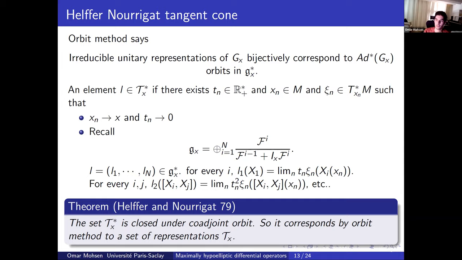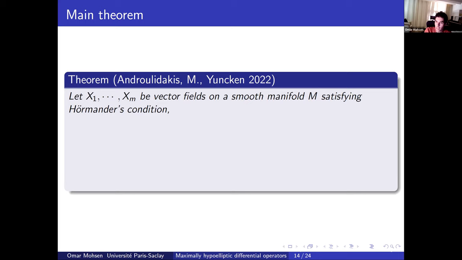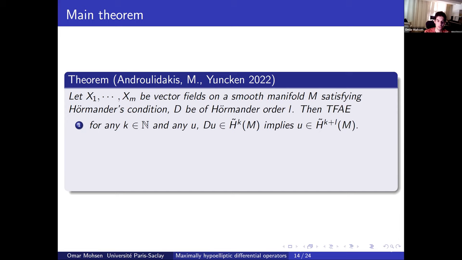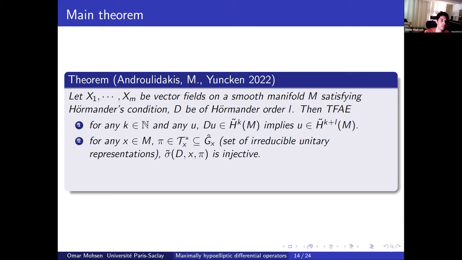So now I can write our main theorem again, but now written correctly. If you take any vector fields on any smooth manifold which satisfy Hormander's condition, and you take a differential operator of Hormander's order L. So for the theorem to be correctly stated, you need to use Hormander's order, then the following are equivalent. The first is you require the best possible regularity with respect to Sobolev spaces defined using the vector fields. And the second, for any representation in this tangent cone, this operator is injective.